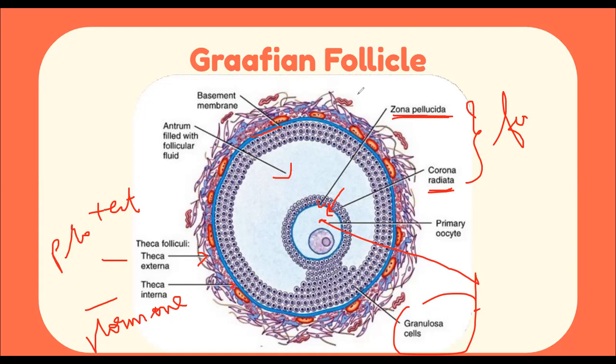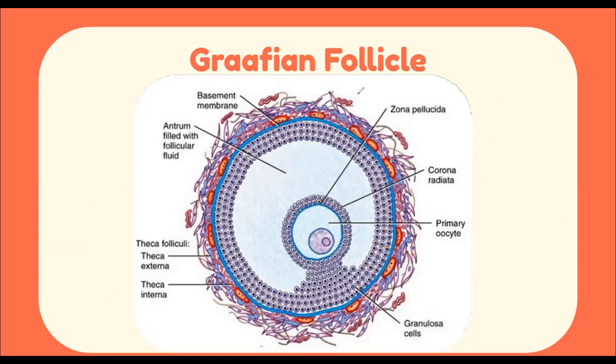So this is how the picture will look. Sorry, this is not the primary oocyte, this is the secondary oocyte. Then this is ready. When it is ready, it will be released. So this is the mature Graafian follicle.